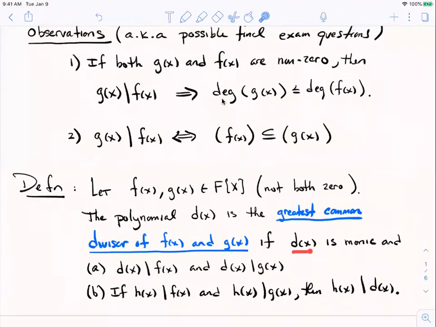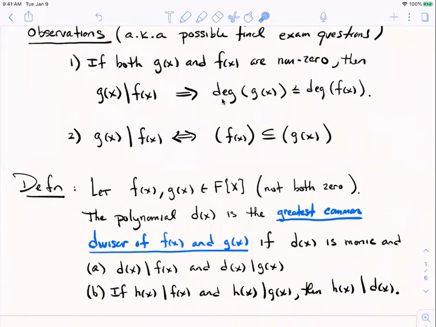Well, first of all, if it's monic, it has a leading term equal to 1. And then, well, I want it to do what the greatest common divisor should do. It should divide f and divide g. It's a common divisor. And since polynomials don't have size, the greatest part I'm going to replace with this: if h is any other polynomial that divides f and g, h has to divide d. Okay, so that's what I mean by the greatest common divisor.